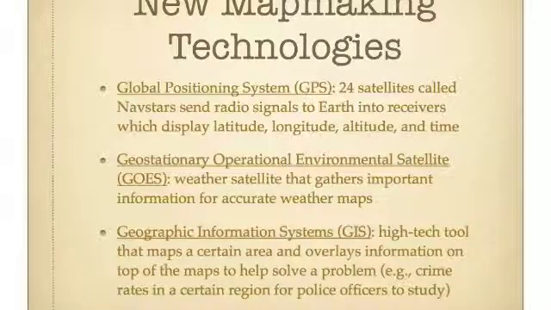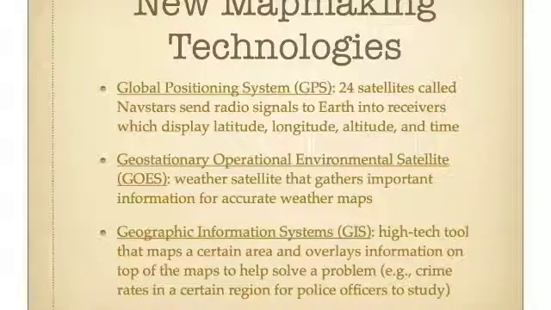These are 24 satellites in space. They're called Navstars. And what they do is they send radio signals to Earth, and we receive those signals in receivers. And these receivers display latitude, longitude, altitude, and time. That's a lot of jargon just to say that GPS receivers are able to pinpoint the absolute location, which is very helpful.